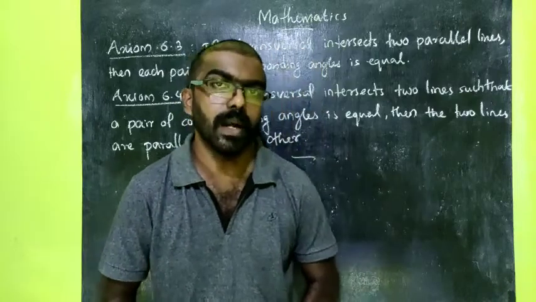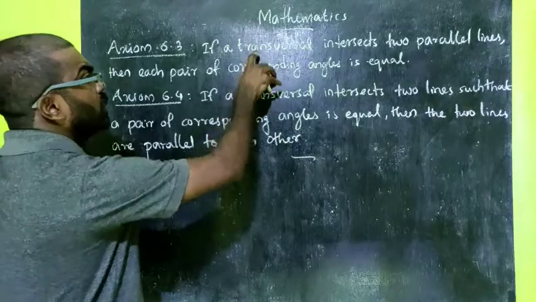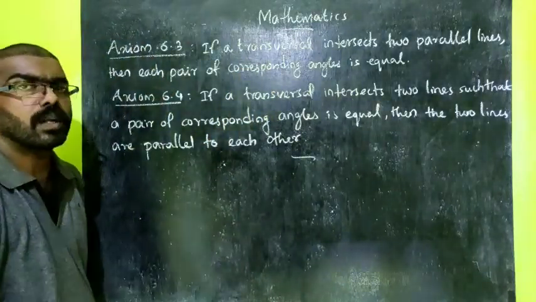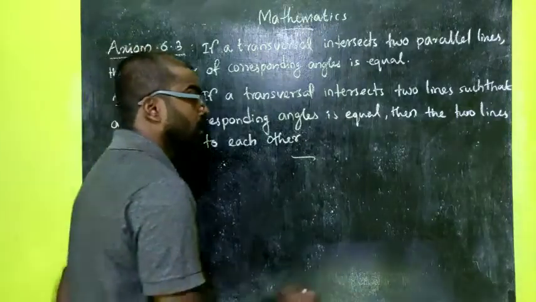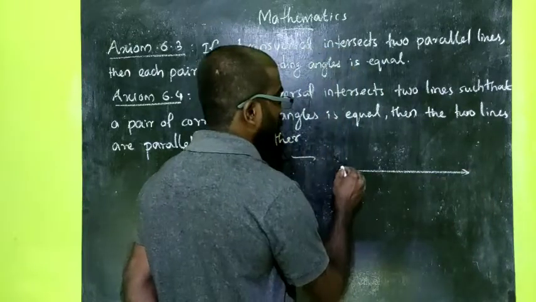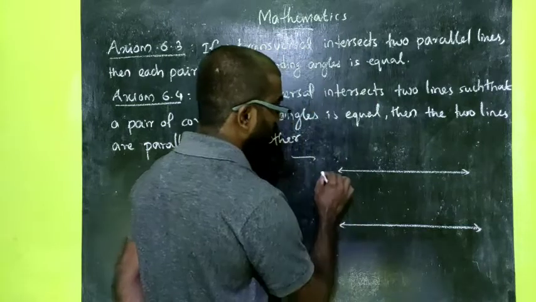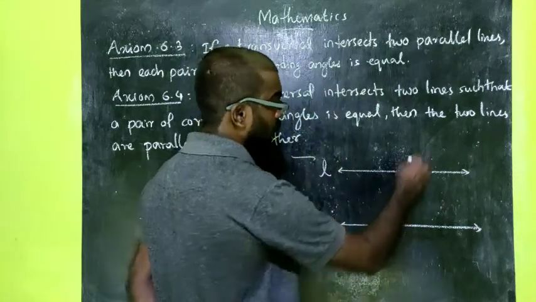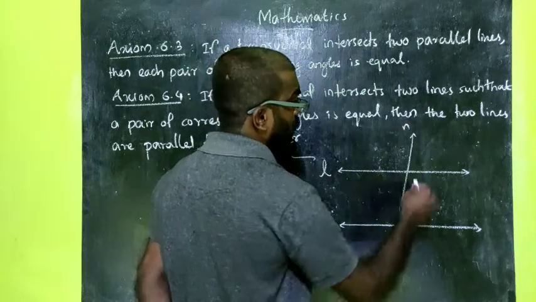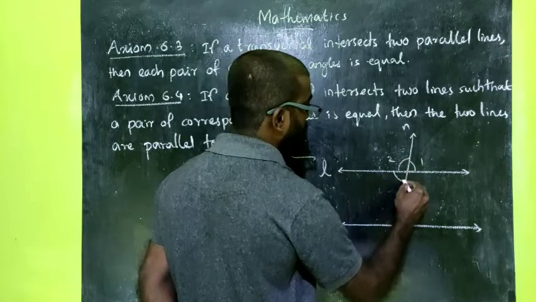Now we shall discuss two axioms. Axiom number 6.3: if a transversal intersects two parallel lines, then each pair of corresponding angles is equal. We have discussed what corresponding angles are. Here are two parallel lines, namely L and M, intersected by a transversal N. Then different pairs of angles are formed. We can mark them as 1, 2, 3, etc.